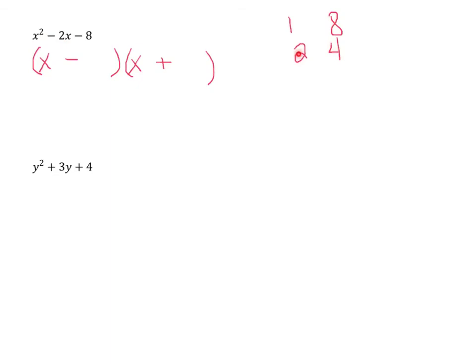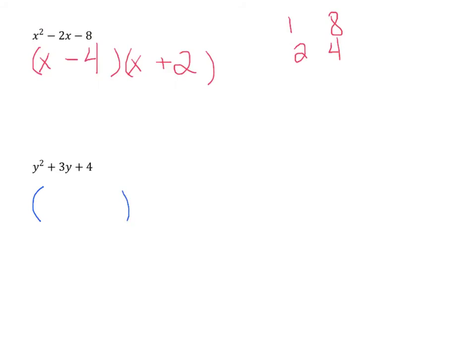So what that tells me is 4 has to be the minus sign, 2 has to be the plus sign. You can always multiply it back out to check. x squared plus 2x minus 4x, that's negative 2x, minus 8.